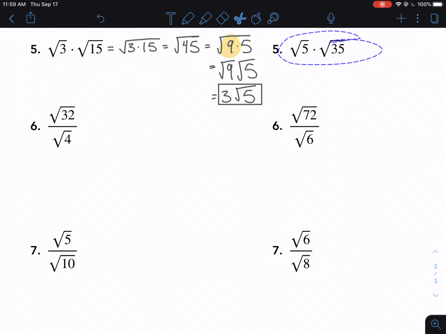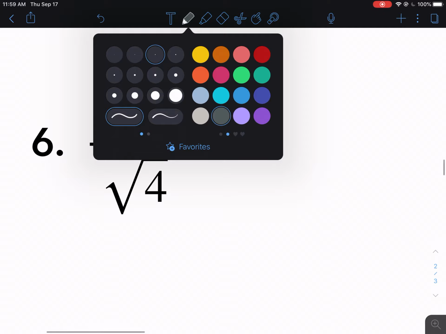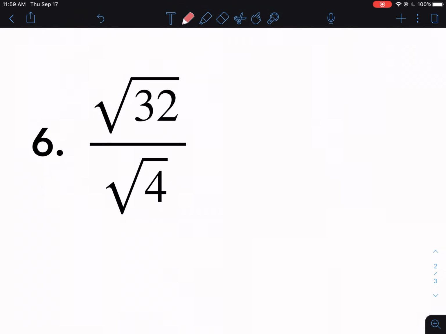Okay, next we look at number 6, and notice I'm going to do this in red because it's wrong. We want to say, oh, 32 divided by 4, that's 8. So this must be the square root of 8, right? Wrong. Instead, we are going to break this up as much as we can. Okay. Redo. That wasn't wrong, it was just the wrong way to do it. It's not the wrong answer, it's just the wrong way to do it. Okay. Here we go.